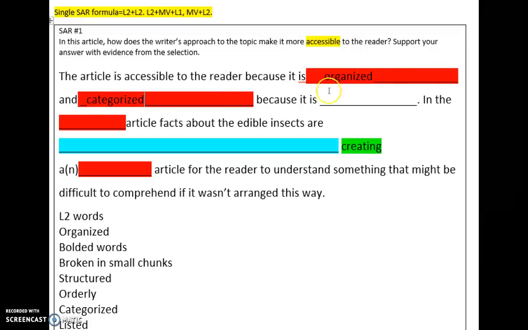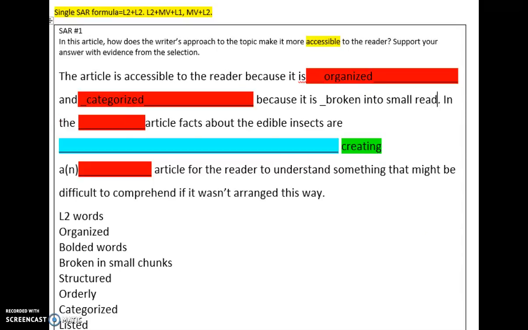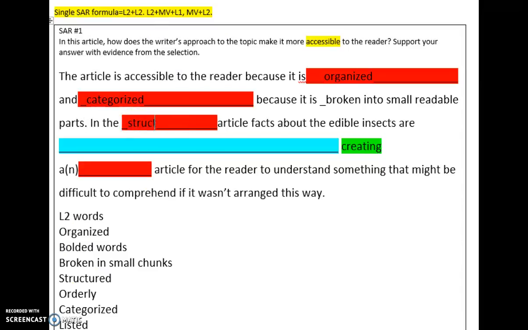Because it is, and this, I'm just going to throw in some depth of thought here, because it is broken into small, readable parts. In the structured article, because it is structured, so that's a good one. And you don't want to repeat these words, of course. In the structured article, facts about the edible insects are, and this is where my evidence comes in, I need to prove it's organized and categorized.